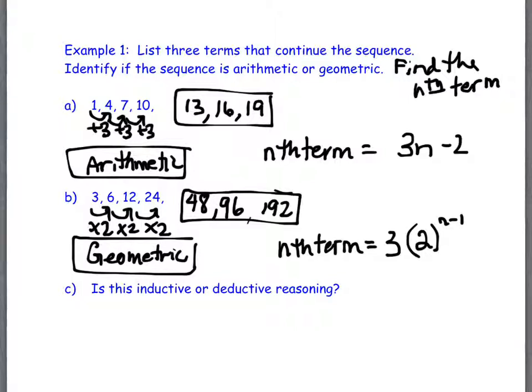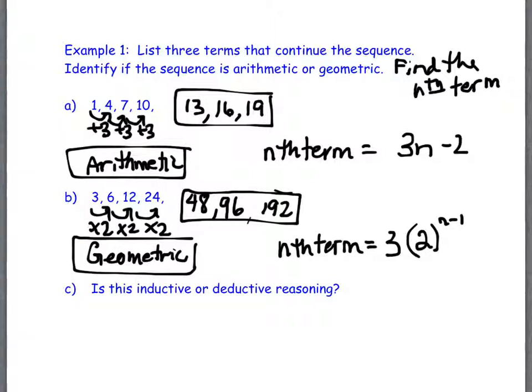The exponent's always n minus 1. The base of it is always the common ratio. In this case, it was 2. And the value in front is always the first term. It's actually a little bit easier to create than the other one because you don't have to use trial and error to get the plus or minus at the end. It's automatic. All right, the question is asking you, is this inductive or deductive reasoning?